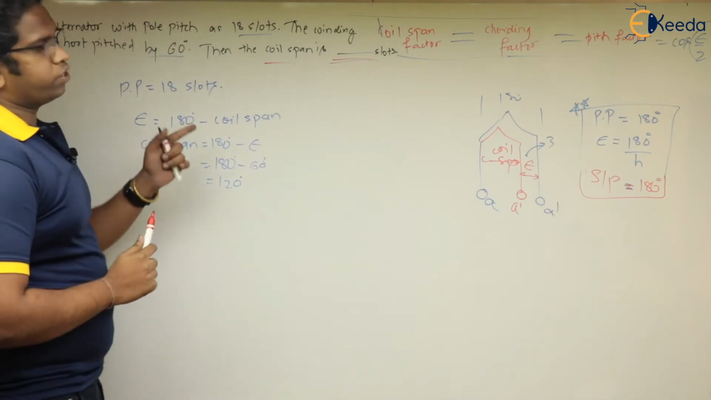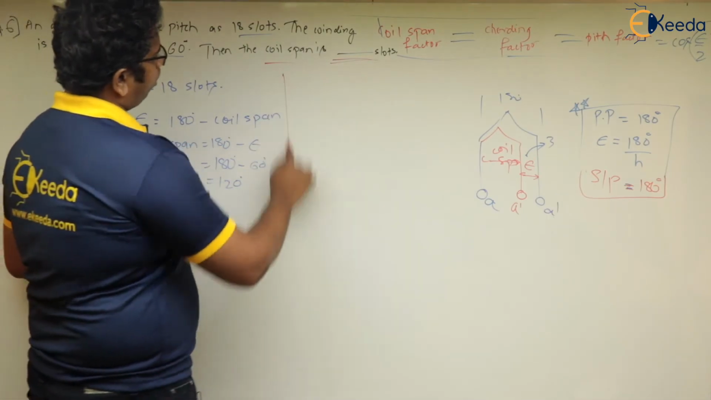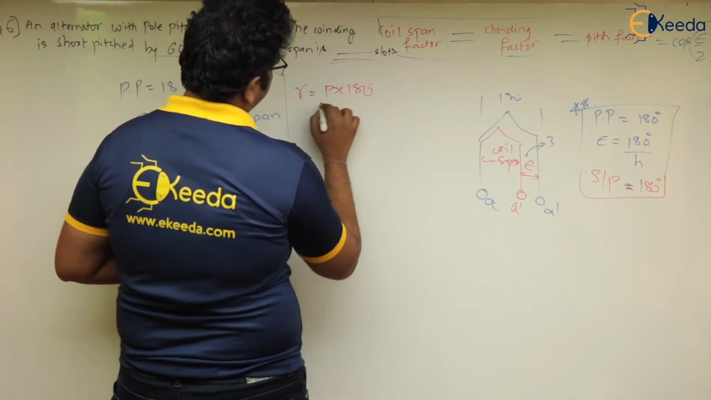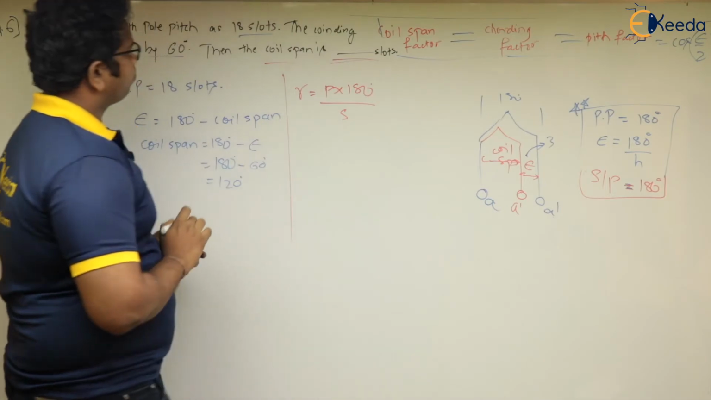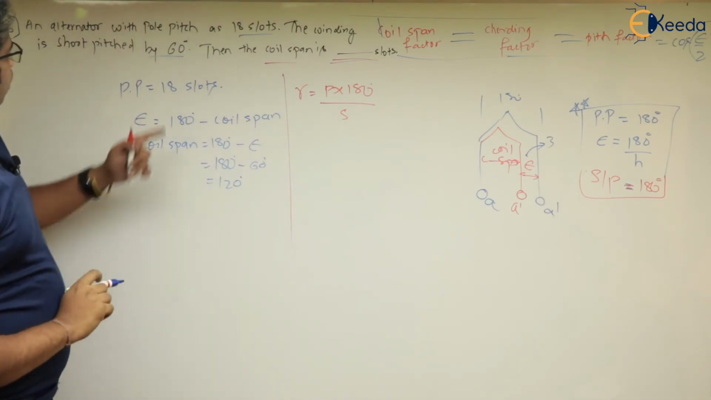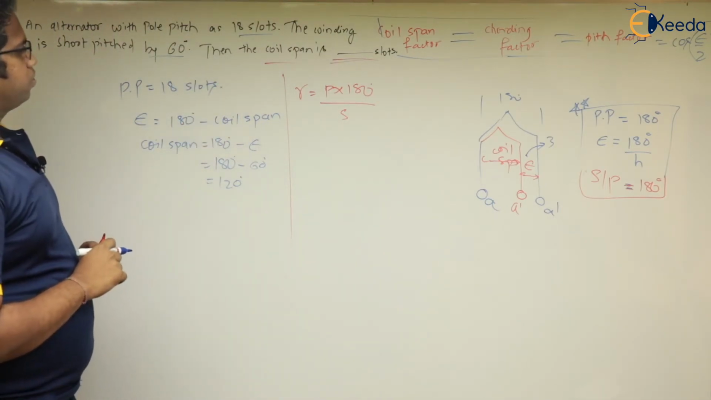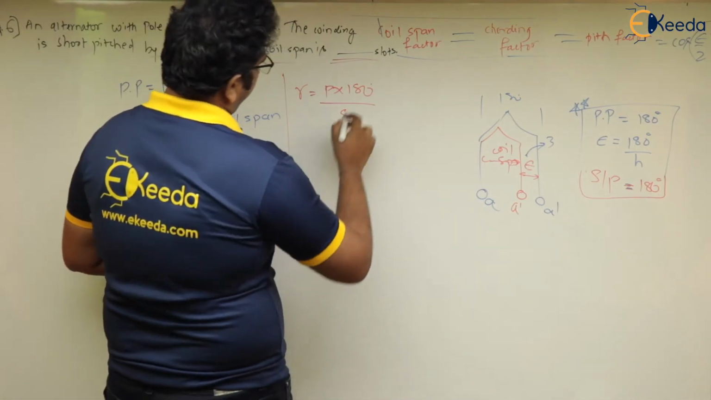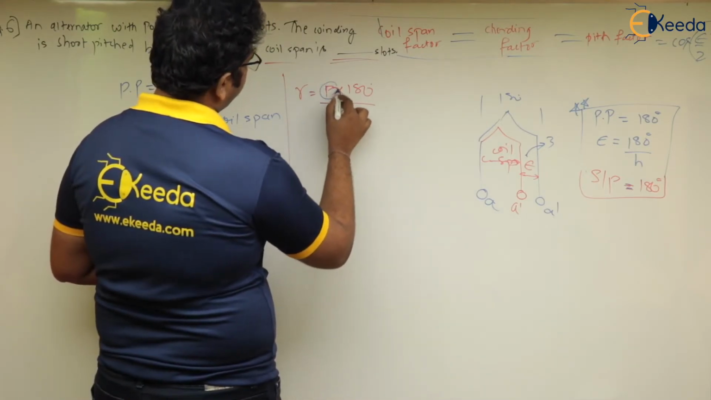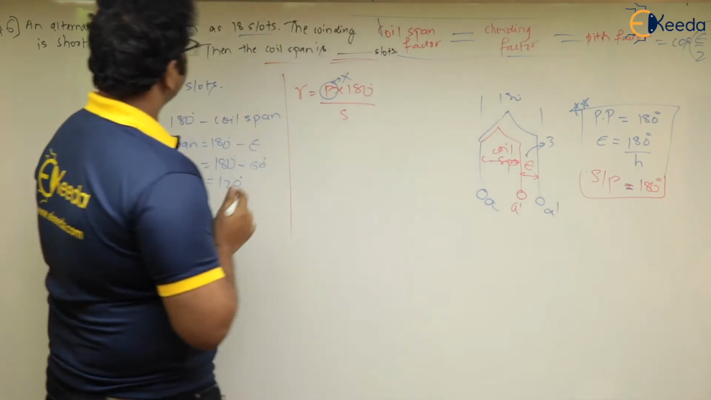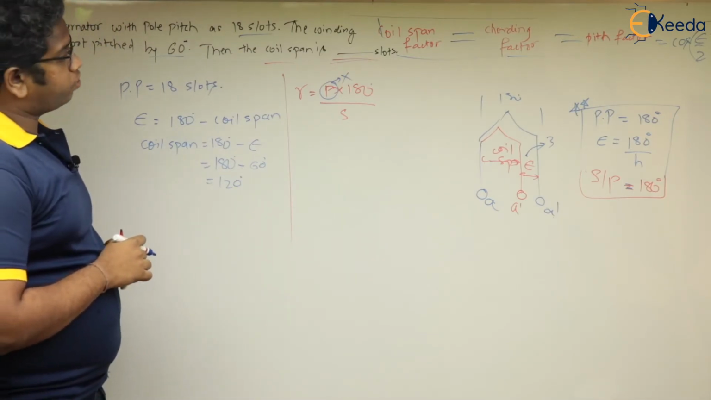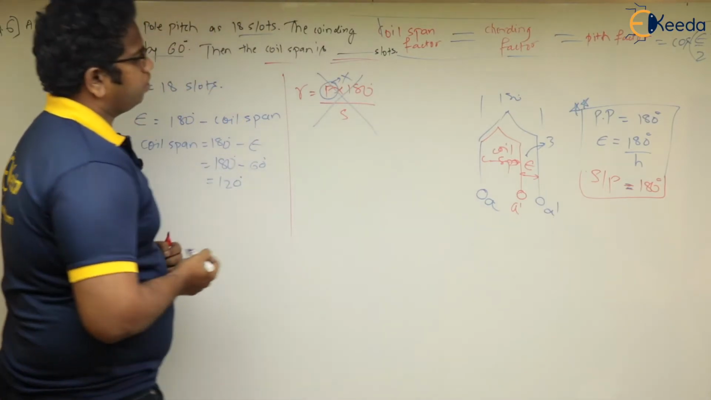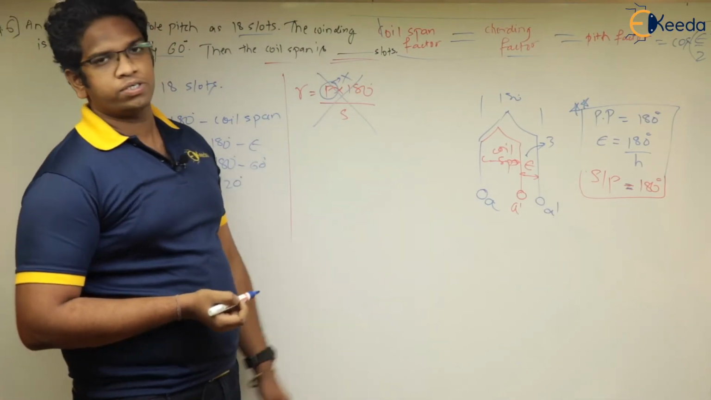But we want it in slots. In the sense we need to find the slot angle for that. So how much is the slot angle? Slot angle is gamma. Gamma is P into 180 by number of slots. Very simple. So how much is P? How many poles are there? We don't know, because the number of poles is not given. That is the problem. So you cannot find gamma directly. It is impossible to find gamma because the number of poles is not given.